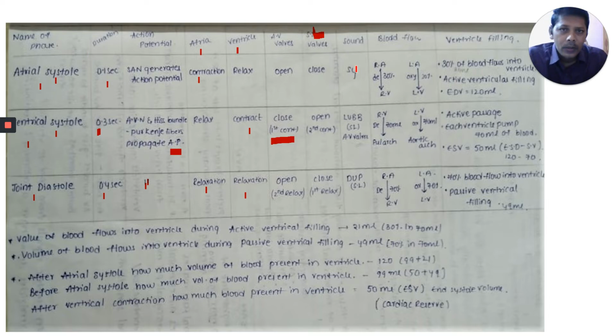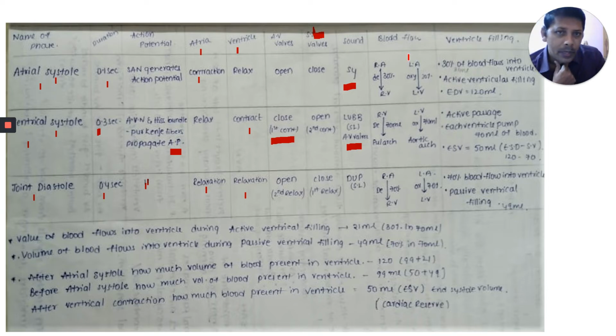Next one, sound. First the S4 sound, which I discussed in the previous class. The S4 sound occurs when blood is coming from atria to ventricle. This is the active filling of the ventricle. During that, the S4 sound comes. During ventricular systole there is a lub sound, the S1 sound, because the AV valves close and produce the sound. Next one, dub sound, because the semilunar valves close during joint diastole.